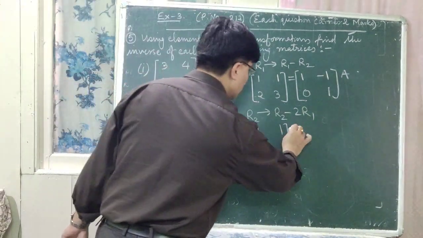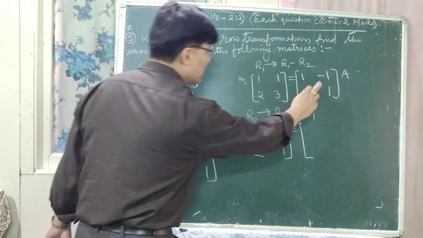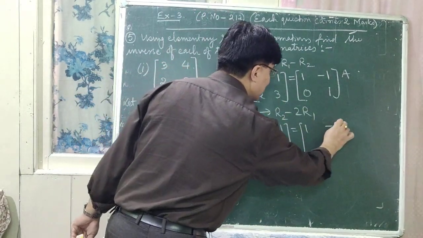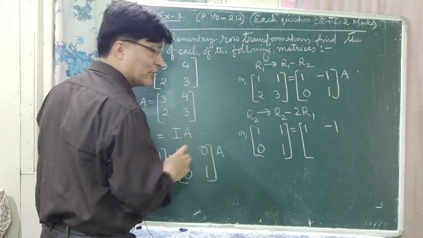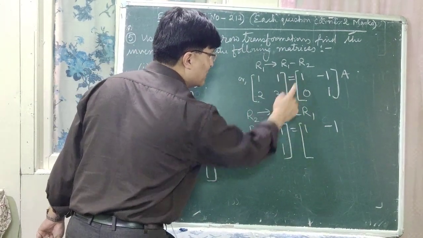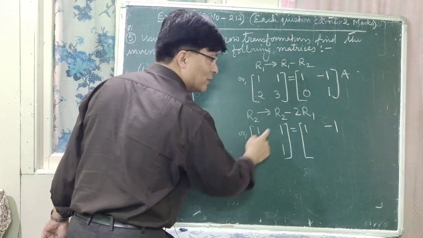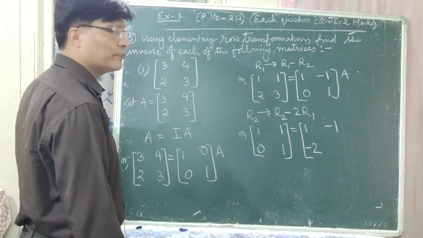So which is equal to, on the right hand side also there is a matrix there. So row 1 remains same here also, 1, minus 1, right? Now this row 2 is changing again. R2 means 0, minus 2 into R1 means 1. So 0 minus 2 into 1. What is 0 minus 2? That is your minus 2.